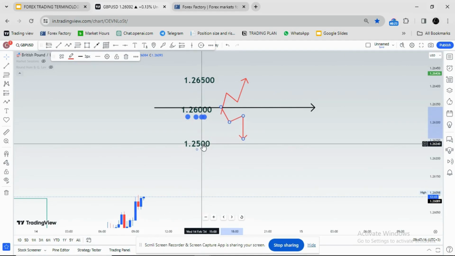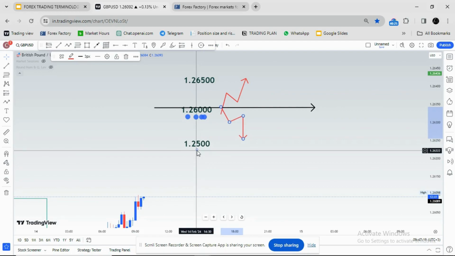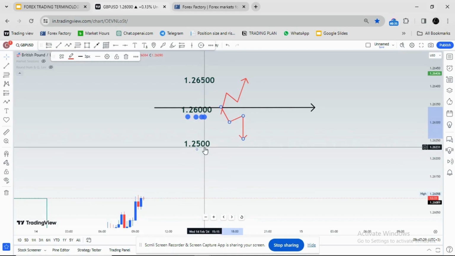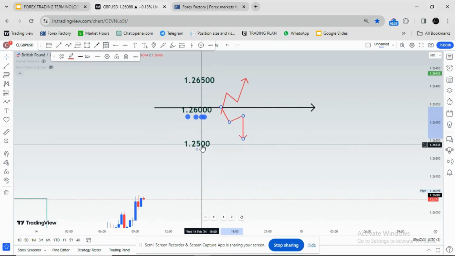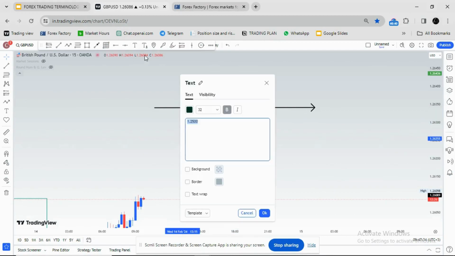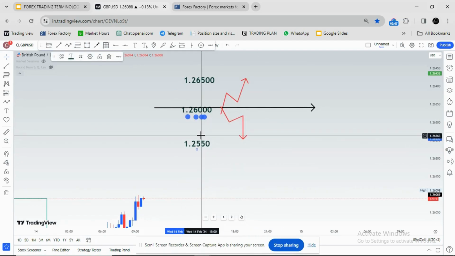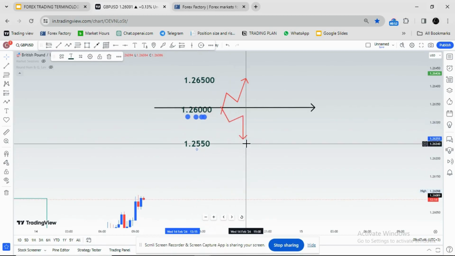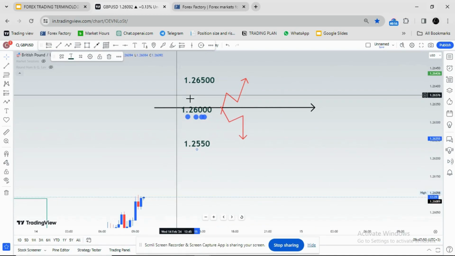What is the answer to 2600 minus 2500? Let's do the calculation. I didn't intend for it to be that bad. Let me change this one to something like 2550. You add 50 pips, you get to 2600, right? So GBP USD would have sold for what? 50 pips. Those are the pips.